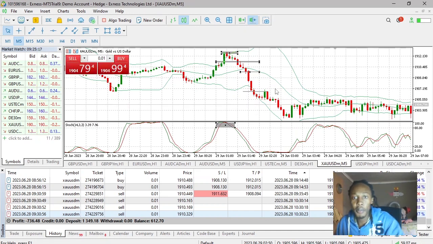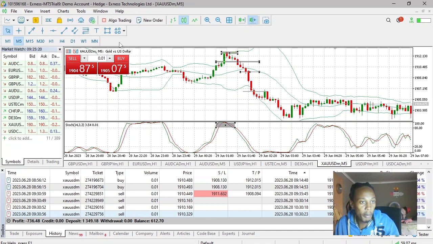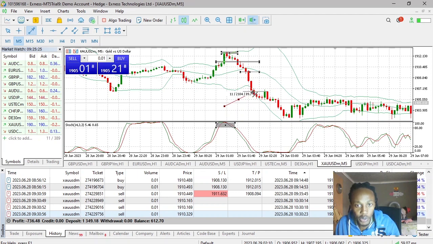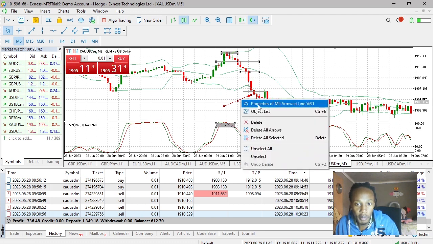Overall, this is how simple it is, guys. Remember your entry. This is your entry. This is your exit. This is where you take your profits. Then you can wait again. You can trade more than 10 times, because we're on the 5 minutes time frame. Let me just do this.